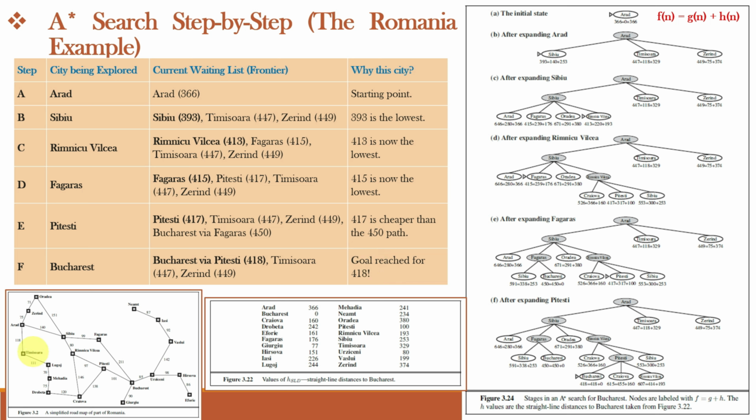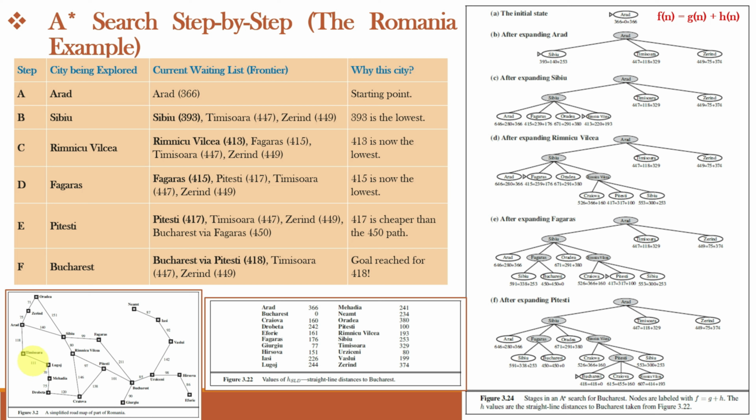Now you may have a question in your mind: why did we ignore Timisoara in step F? See, A star expands Pitești and reaches Bucharest for 418 kilometers. Now the search is over. Why? Because the path we found for 418 kilometers is cheaper than the 447 kilometers of Timisoara that was still in the waiting list.